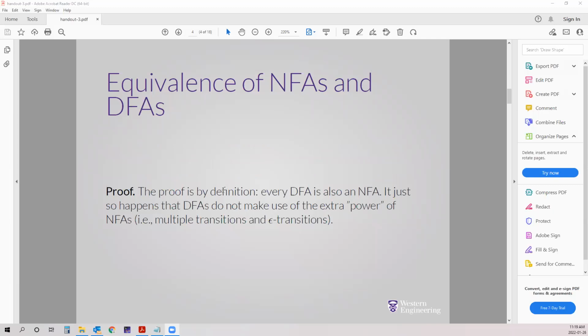Proof. The proof is by definition. Every DFA is also an NFA. It just so happens that DFAs do not make use of the extra power of the NFA, which is the multiple transitions or multiple paths and the epsilon transition. It is the same as an NFA without the multiple transition property and the epsilon transition. So each DFA is an NFA. Clear?